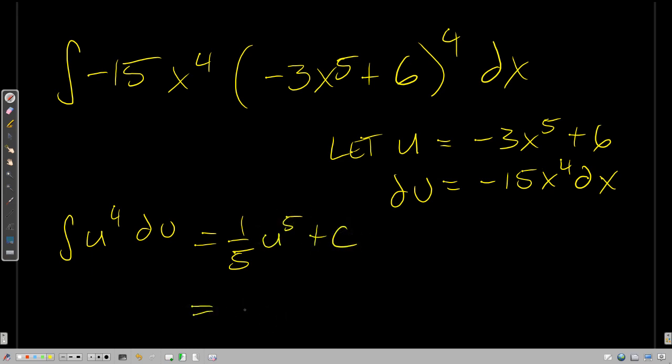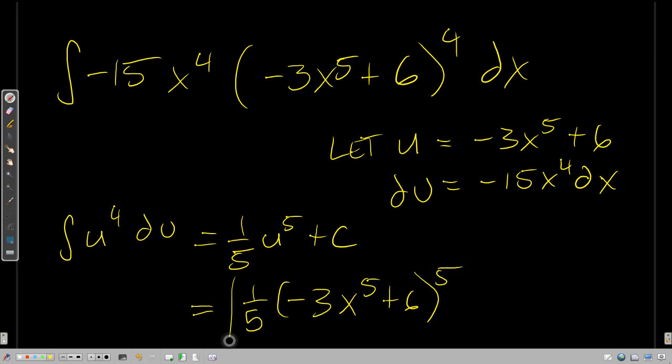And instead of putting the u and the c, they want me to just type in 1/5 times the quantity minus 3x to the 5th plus 6 to the 5th power, and that should be the last answer of this homework.